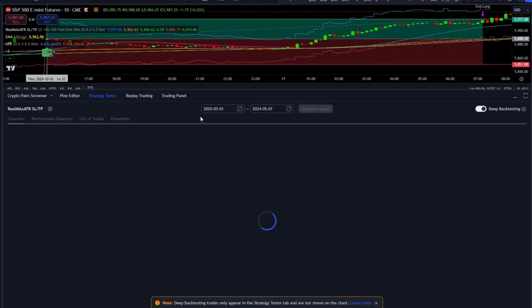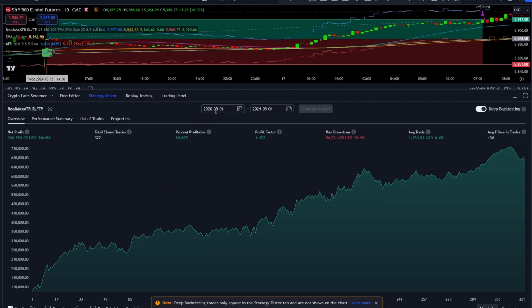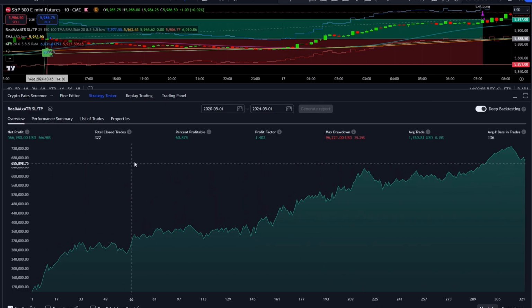As always, we will check the last 4 years of price data, starting from the 1st of May 2020 and ending with the 1st of May 2024. And here you can see the results. During this 4-year time interval, this strategy optimization took 322 trades, generating a 566.98% net profit with a win rate over 60%, a profit factor of 1.4, and a maximum drawdown of 25.39%.